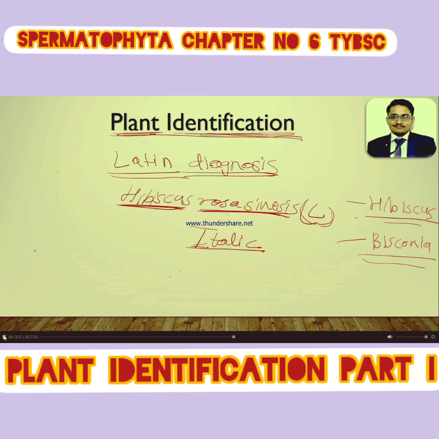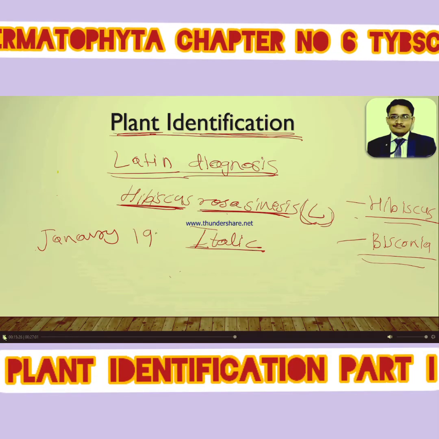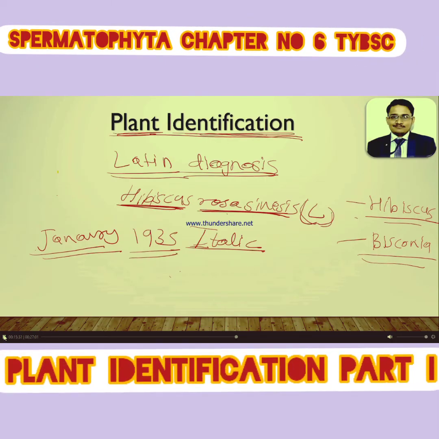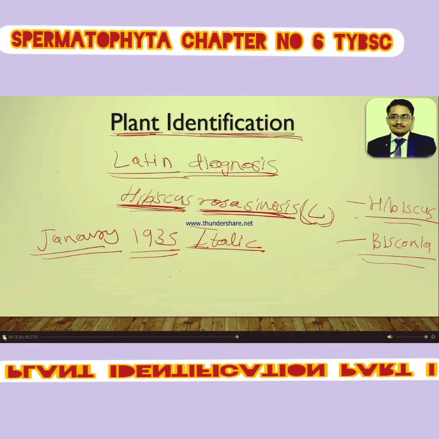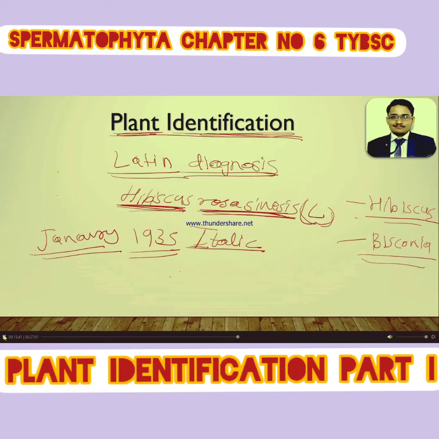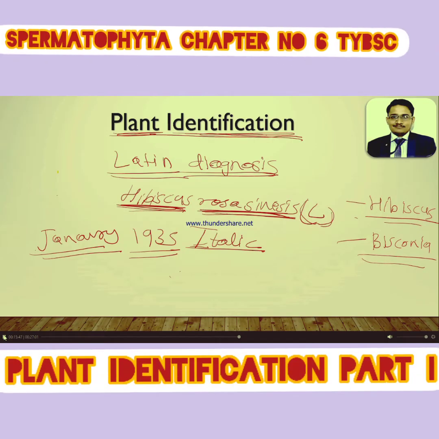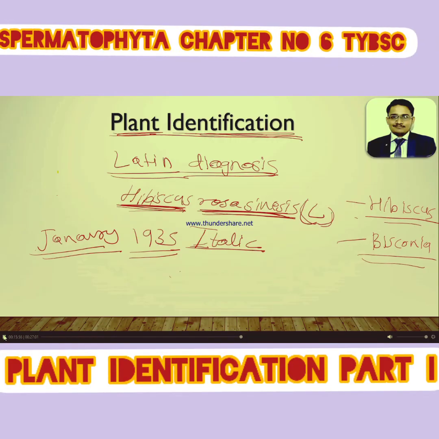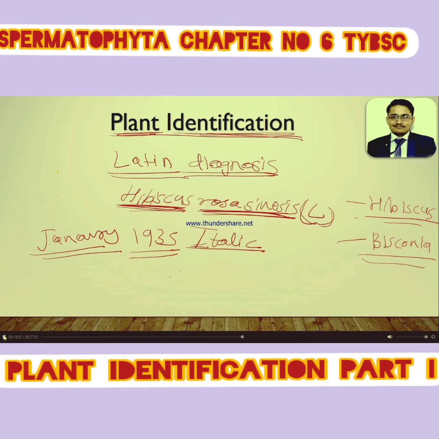For example, from January 1935, all botanical names or taxonomic names apply this effect, which is known as the Latin diagnosis. Latin diagnosis means every botanical name or taxonomic word should be in the Latin language. That means it may be written in English letters, but the effect is Latin. That is known as the Latin diagnosis, and that is the key of validity.